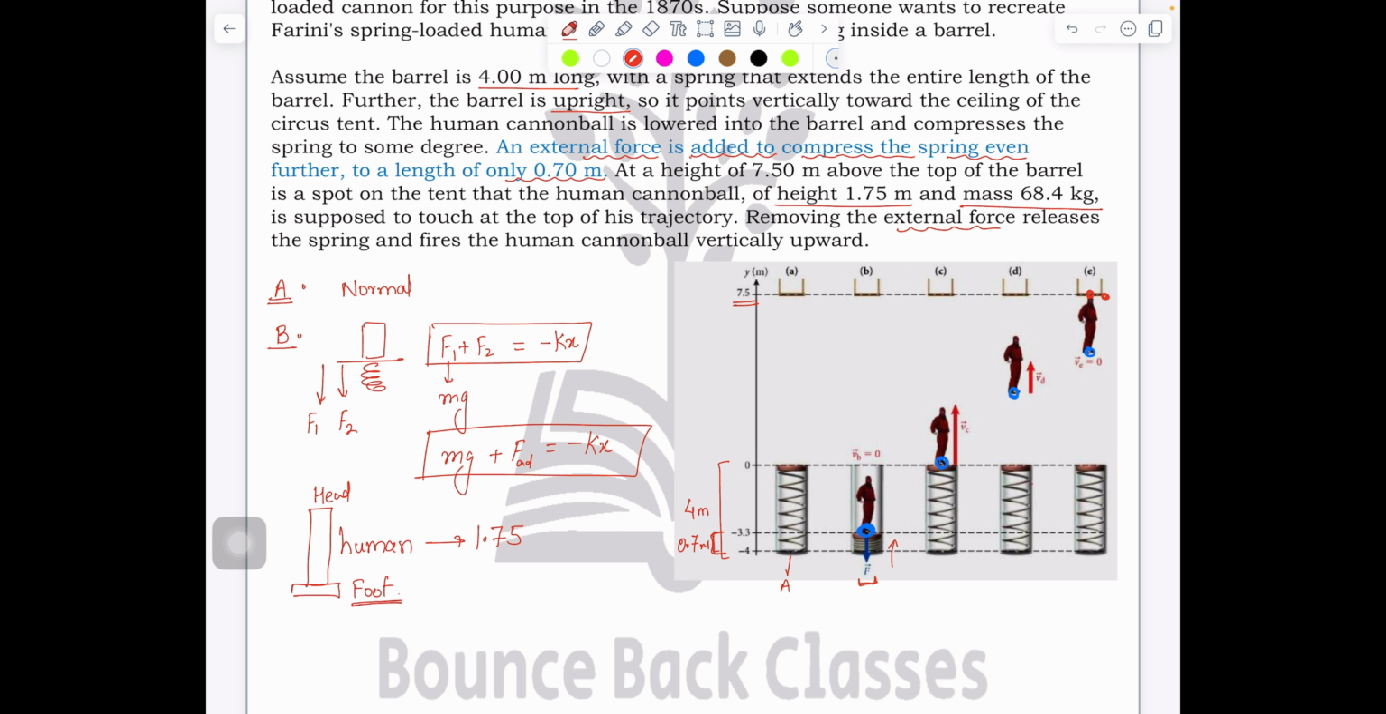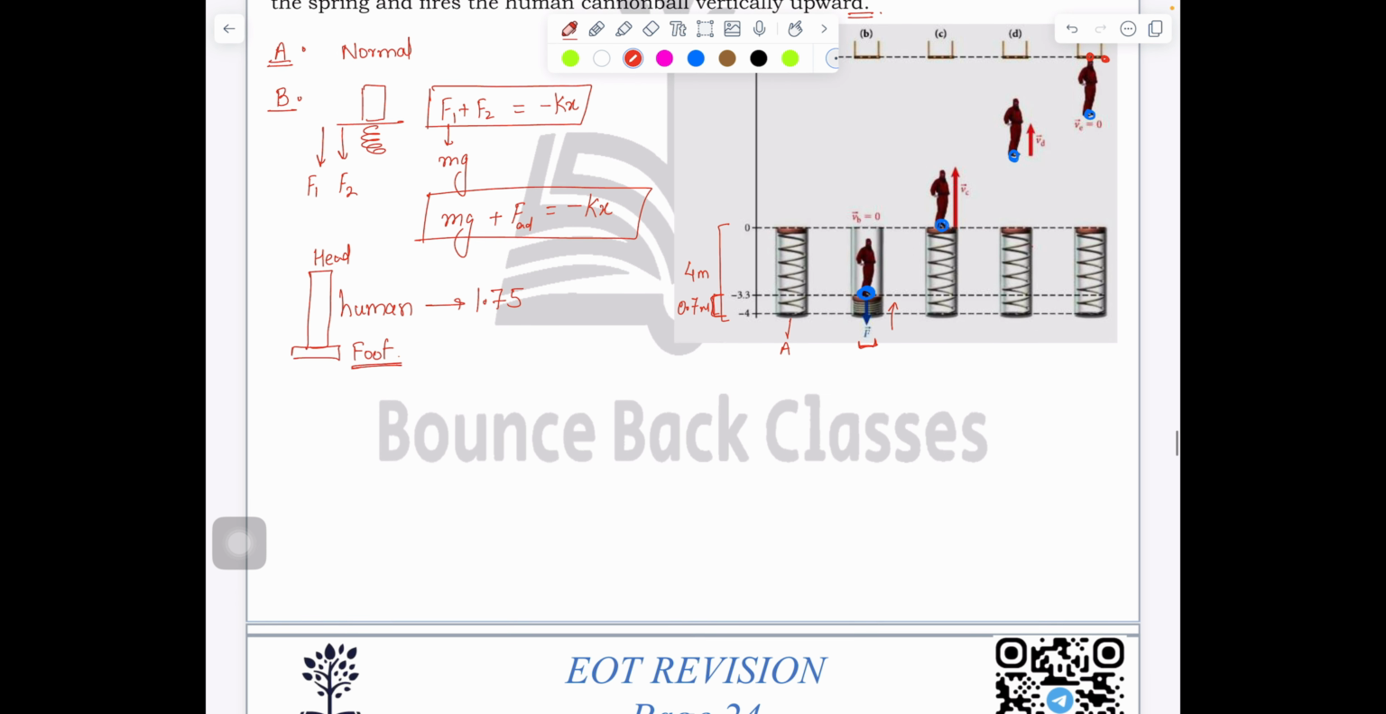Removing the external force releases the spring and fires the human cannonball vertically upward. A few things are given, and we need to understand them. The major thing to focus on is the total energy: kinetic energy plus potential energy is always conserved. Now let's move to the question and solve it one by one. Total energy remains conserved. How many parts? Part A, B, C, D, and E. Everywhere your energy remains the same.